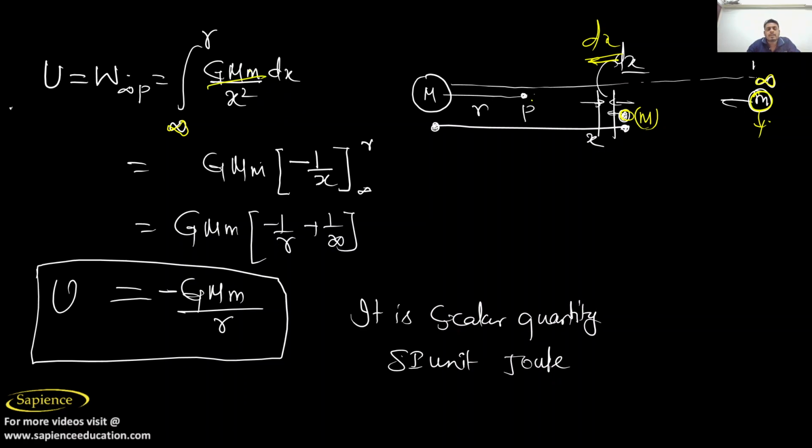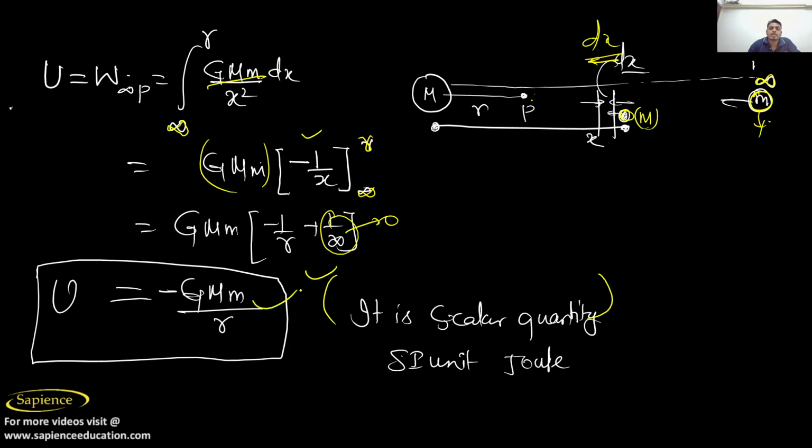As you know, GMm is constant, so take it outside. 1 by x square has an integrated value of minus 1 by x, and it is from infinity to R. If you finally solve this, you will get this. So this has a value 0. So finally, potential energy U is equal to minus G into capital M small m by R. So it is a scalar quantity.